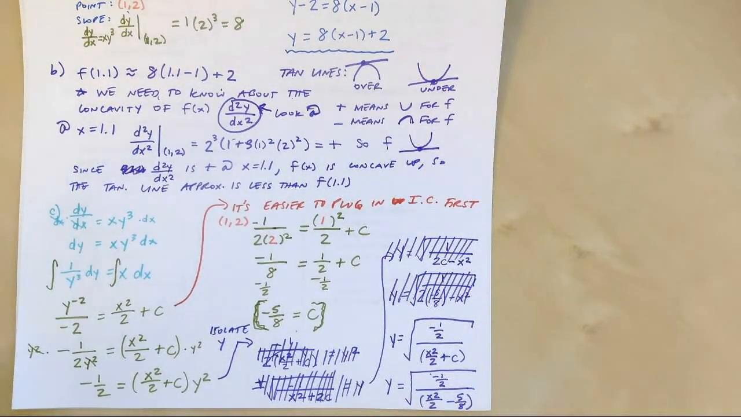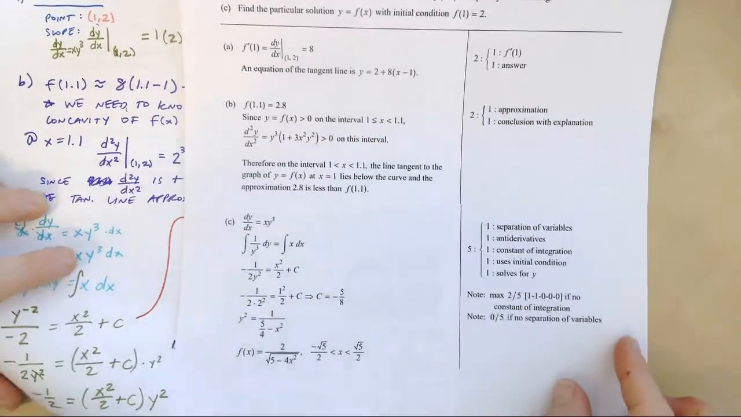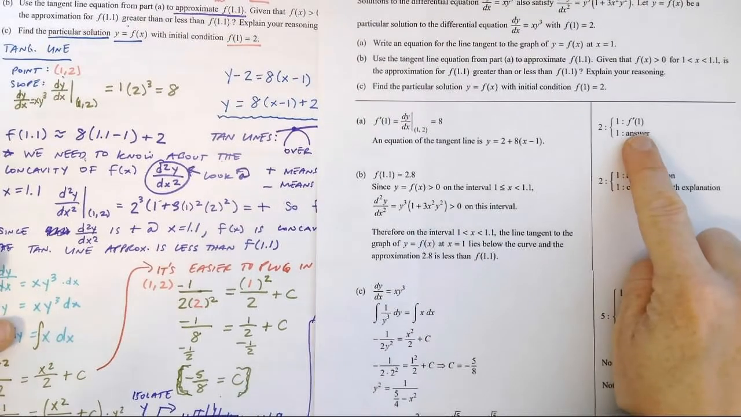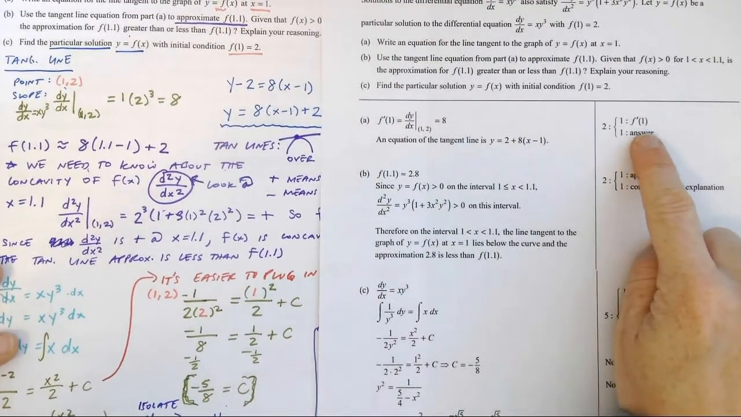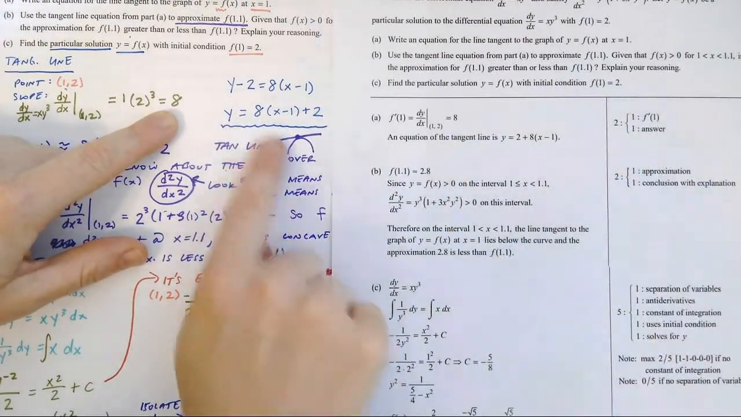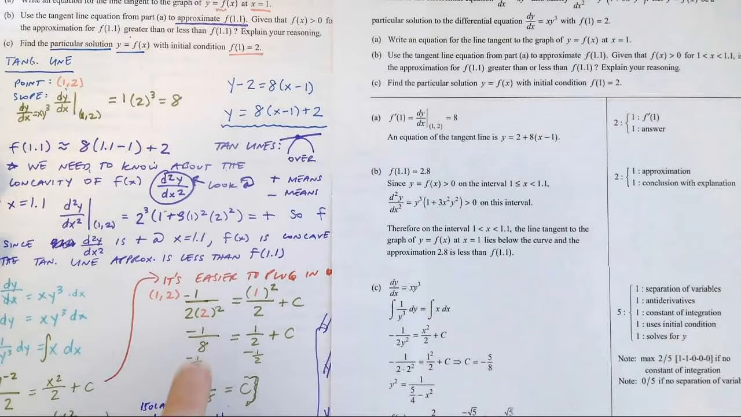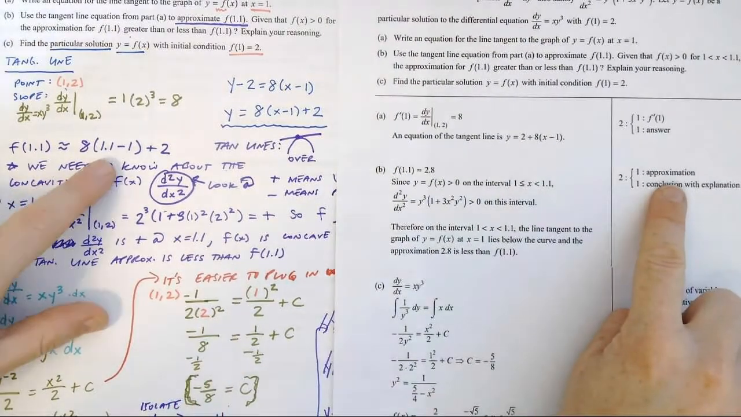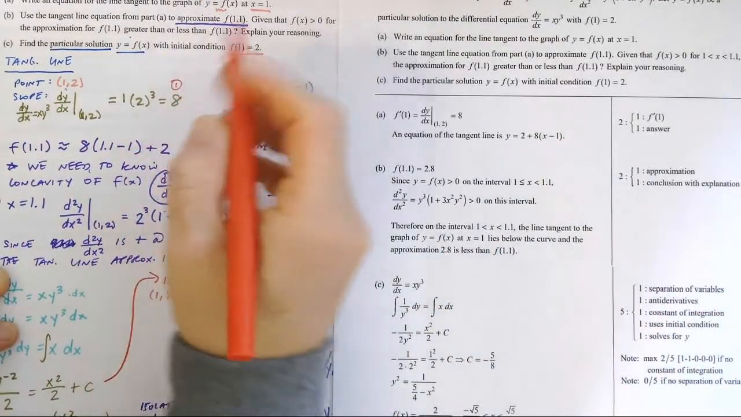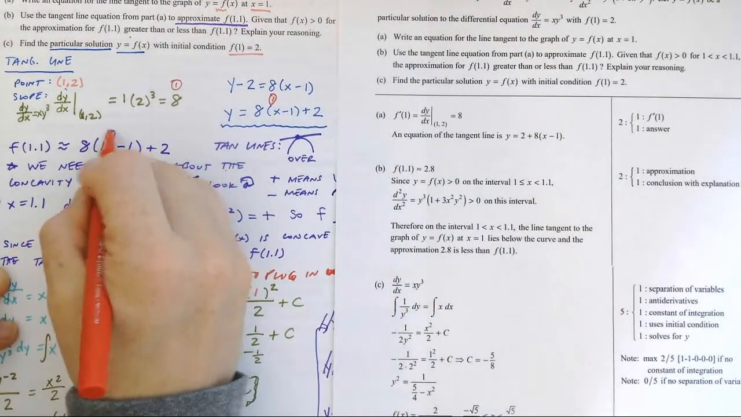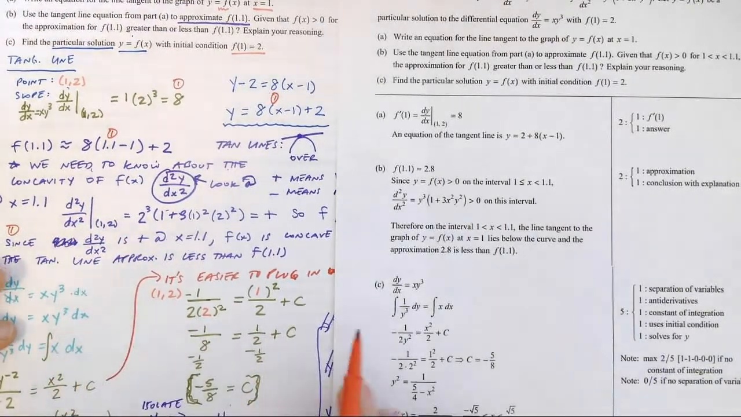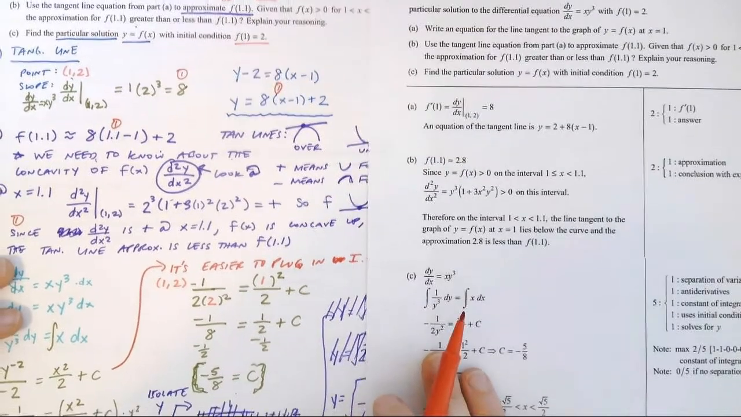Okay. Here is their answer key. So for the first problem, you get 1 point for the slope, 1 point for the equation. For the second part, you get 1 point for your approximation, which is this part, and 1 point for your conclusion. So let me mark these really quick. 1 point for your approximation, 1 point for your conclusion. That's like this, since the second derivative is positive, and the concave up thing.